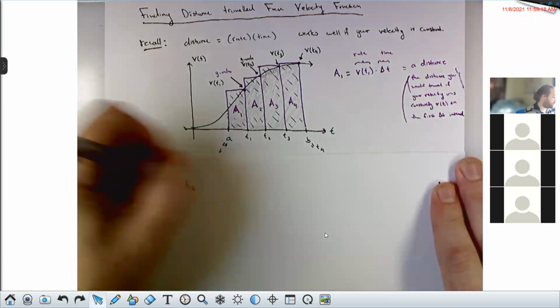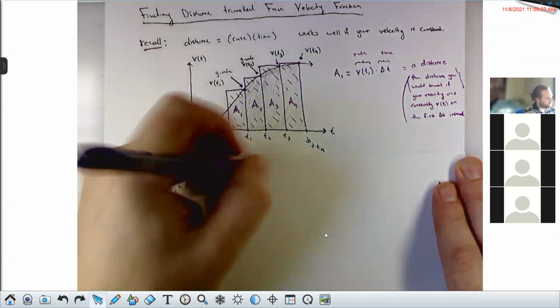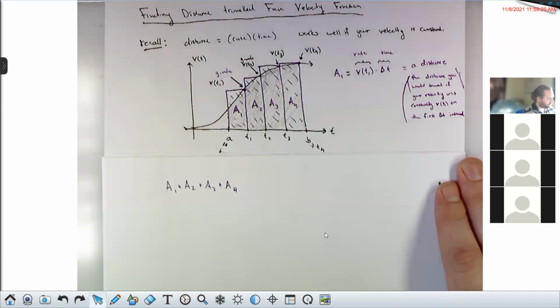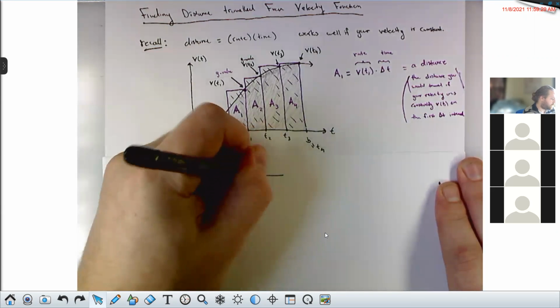A1 plus A2 plus A3 plus A4. This is approximately the pencil shaded area.